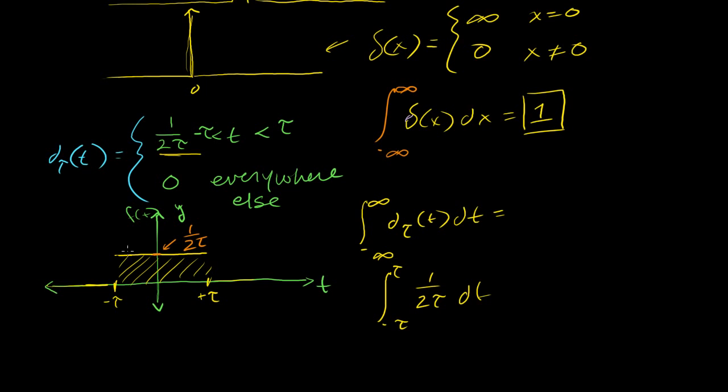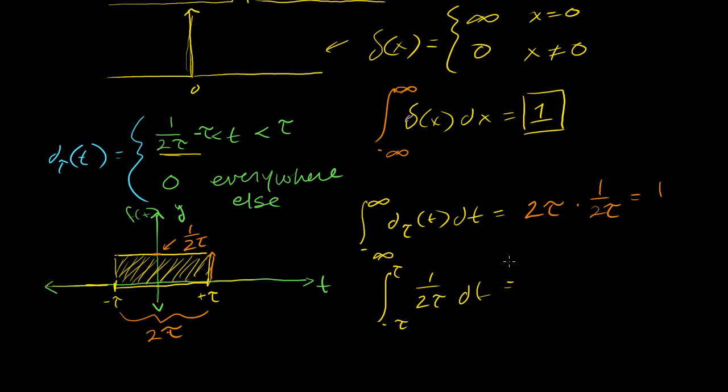Either way we evaluate it, we don't even have to know calculus to know what this integral evaluates to. This is just the area under this, which is the base times the height. What's the base? The base is 2 tau. You have 1 tau here and then another tau there. So it's equal to 2 tau times your height. And your height, I just said, is 1 over 2 tau. So the area for this integral is going to be 1.